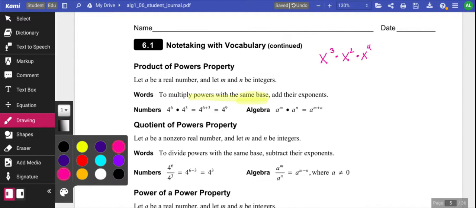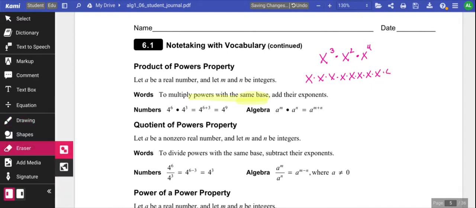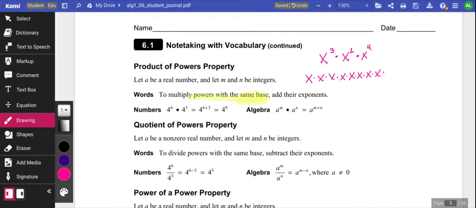Okay, because x to the third is x times x times x, right? You have it 3 times. And then x squared is x times x. And then x to the fourth, I've got another 1, 2, 3, 4. I almost wrote 4. 4 x's. Okay, so I've got 1, 2, 3, 4, 5, 6, 7, 8, 9 x's. That's x to the ninth.